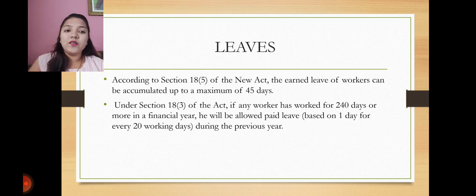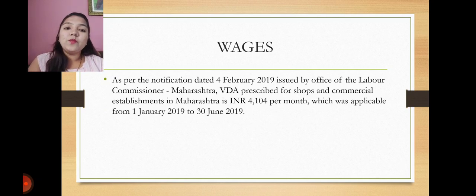What leaves have been decided: if they are earning leave, then a maximum of 45 days of leave is to be given to the employees, and if they have worked 240 days in the financial year, then 1 day for every 20 working days during the previous year. Wages: as per the government, the minimum wage for shops and establishments is 4,104 per month, as decided and applied from January 2019 to 30 June 2019. But no employer can give a payment below this amount.